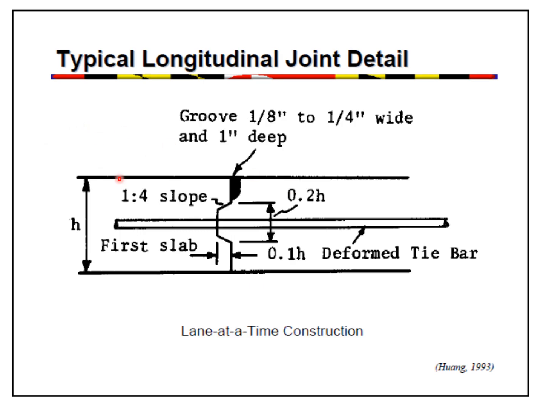On this particular slide, you can see lane at a time construction. Here you can see some sort of key has been generated at the joint. You can see here the slope 1:4, and for the first slab we are having this shape, and this is the next slab. The shape is like that, and this distance is 0.2 times h. And again you can see the deformed steel bar which has been placed at the mid.